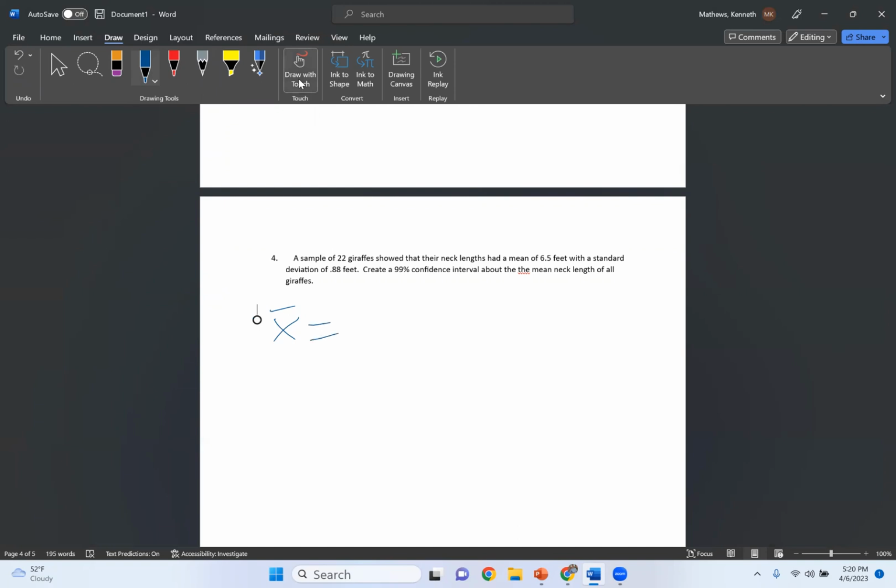Equals 6.5 feet. I don't know why it does that. And the standard deviation of the sample is 0.88. And n is equal to 22. So this is a t distribution, 21 degrees of freedom, but Desmos will do that for us. And we're creating a 99% confidence interval. So alpha is going to equal 0.01, and alpha over 2 is going to be 0.005.